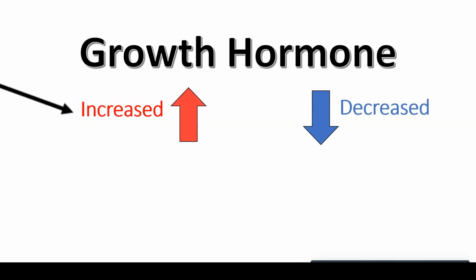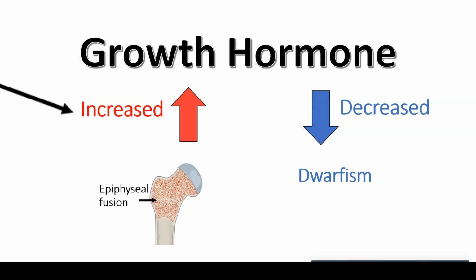So the disorders of growth hormone can be categorized in general in two different ways. We have disorders caused by increased growth hormone and disorders caused by decreased growth hormone. So if it's decreased, we simply have dwarfism. If it's increased, then it actually depends on whether it's happening in the adulthood or childhood.